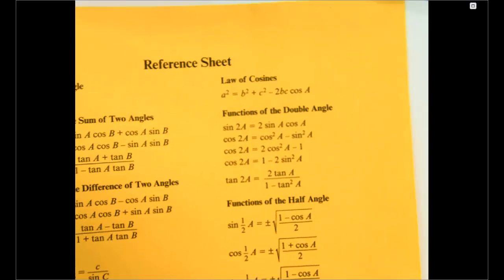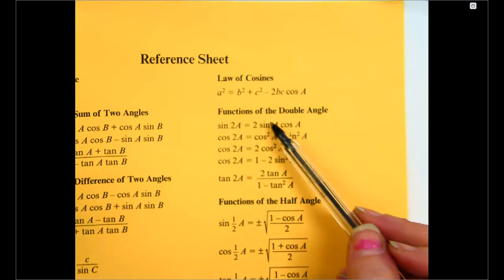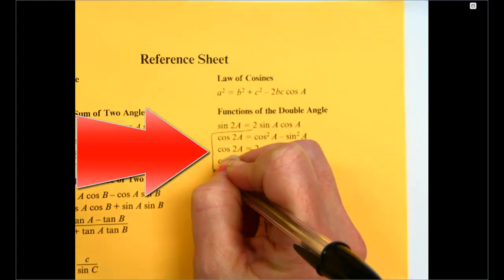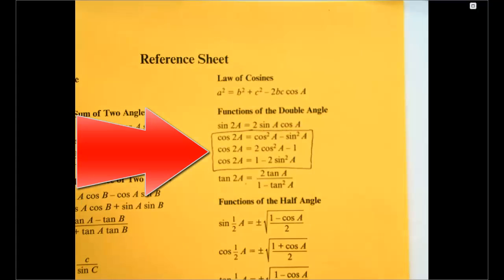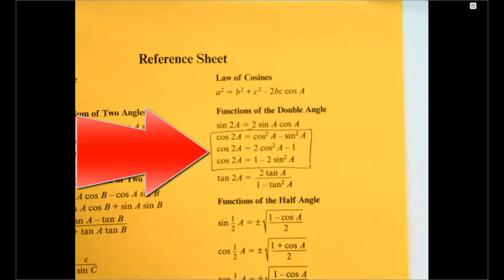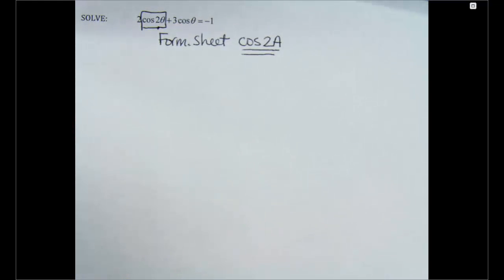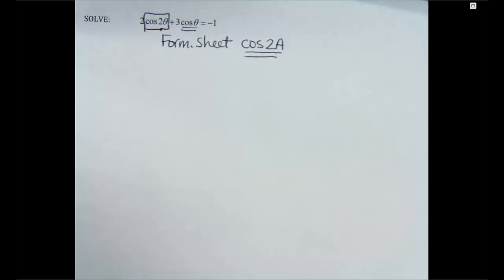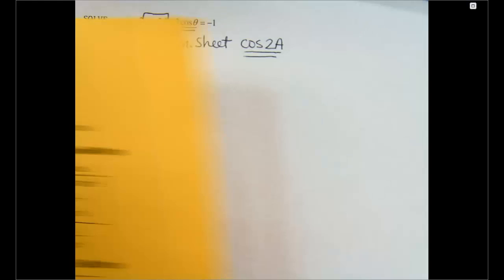So on your reference sheet, here it is, there are all of these functions of a double angle: sine, cosine, and tangent. Now the bad news about cosine of a double angle are there are 3 choices. And again, this plays into the whole making a useful substitution idea. So I have 3 choices for a substitution for cosine double angle. Well, if I look at the rest of my equation, it has cosine in it. So I want to pick a substitution that only has cosine in it.